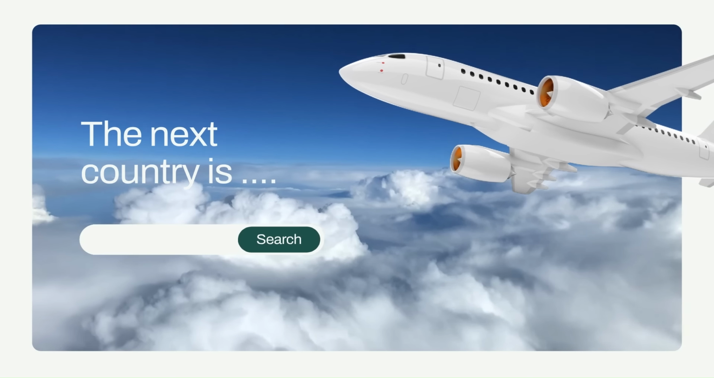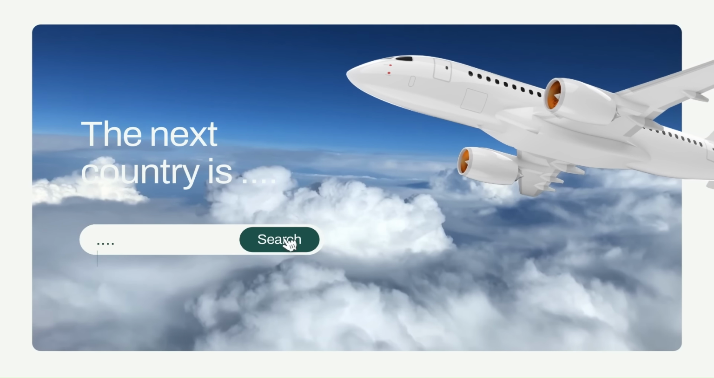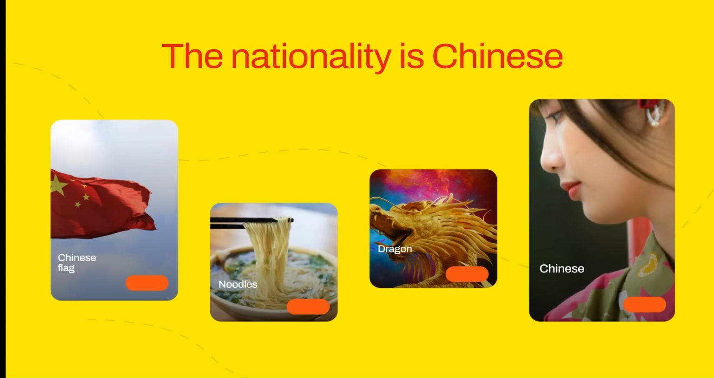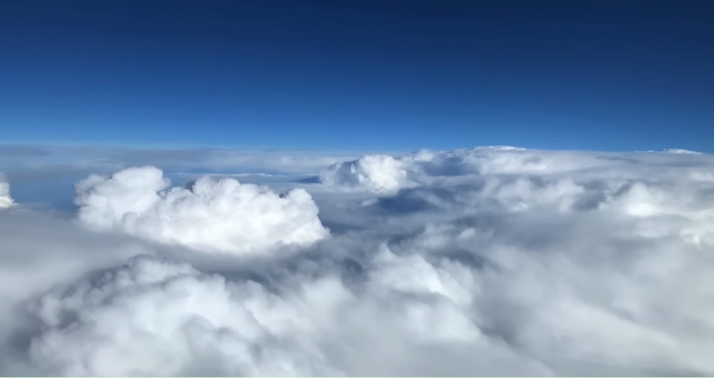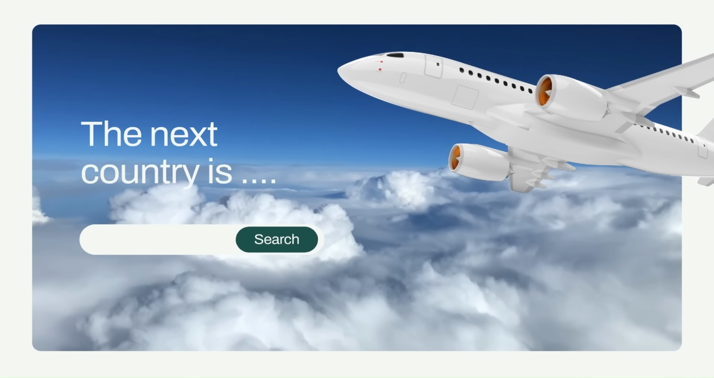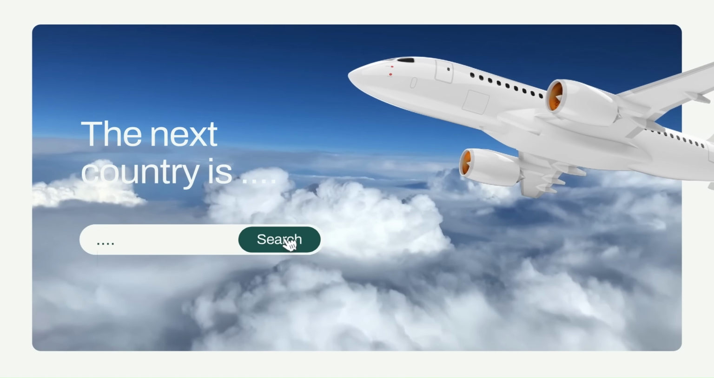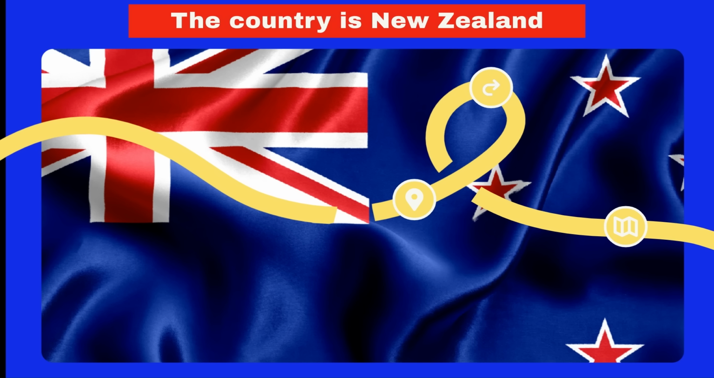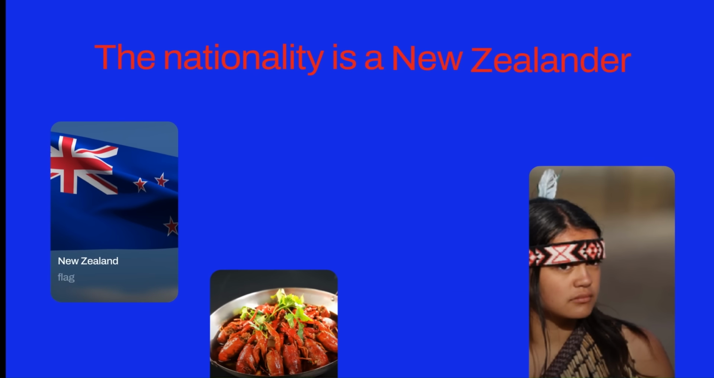The next country is China. The Chinese flag is red and yellow. The nationality is Chinese. The next country is New Zealand. The New Zealand flag is blue, red, and white. The nationality is a New Zealander.